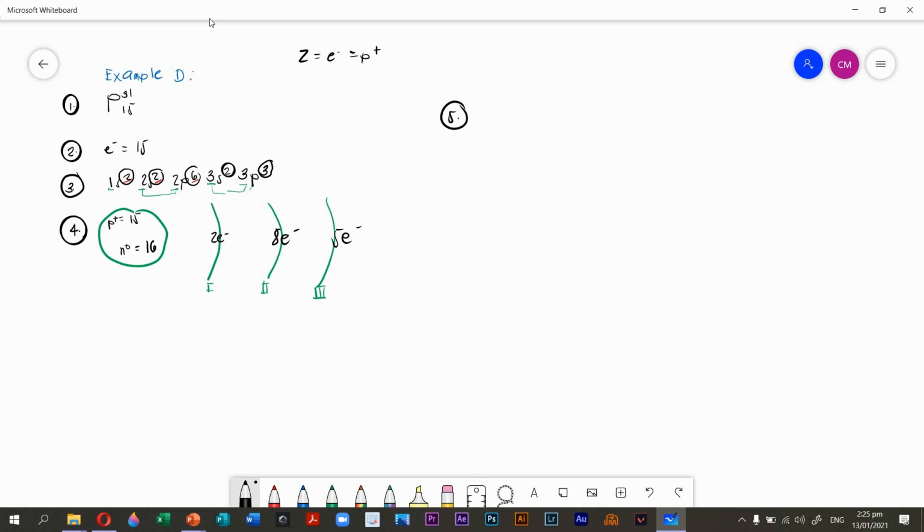So, step number 5 niyan is going to be writing these units vertically. So, 1s2, 2s2, 2p6, and then 3s2, and then 3p3. Ayan. So, how many blanks are you going to write here? Since S ito, only 1. S, 1. P, 3. S, 1. P, 3 again. Yan.